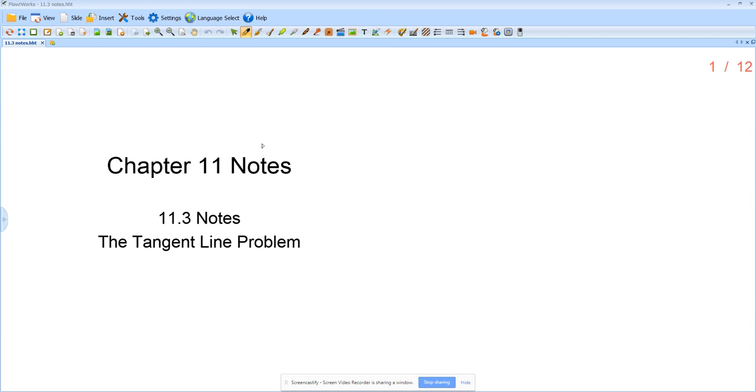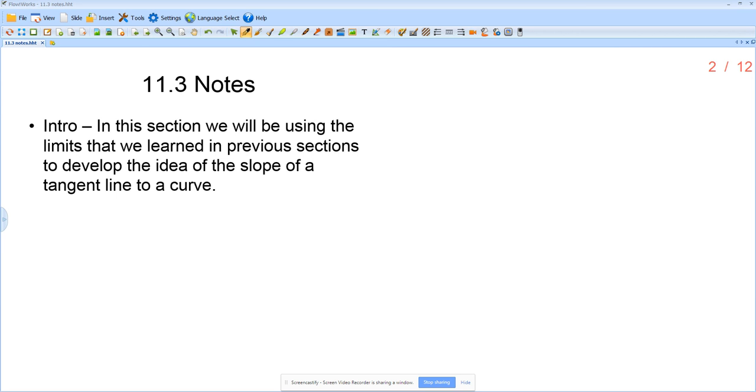We're going to jump right in. We'll get some definitions and fun stuff. So in this section, we're going to be using limits that we learned in previous sections to develop the idea of a slope of a tangent line to a curve. So that's really what we're going to be talking about.